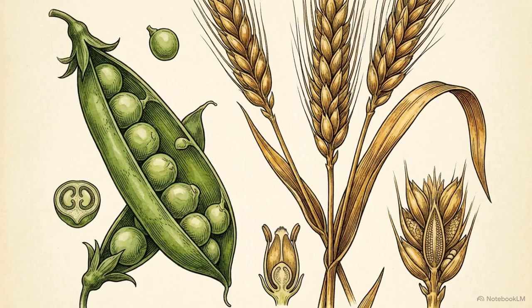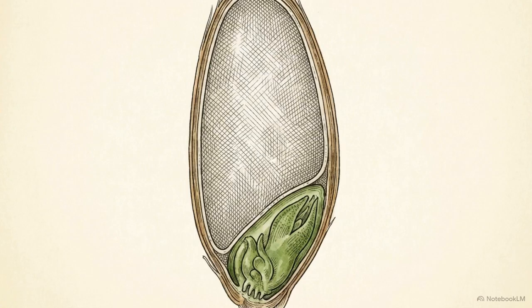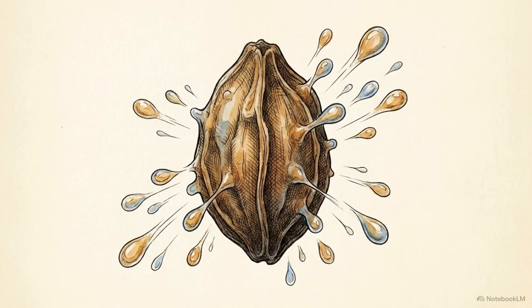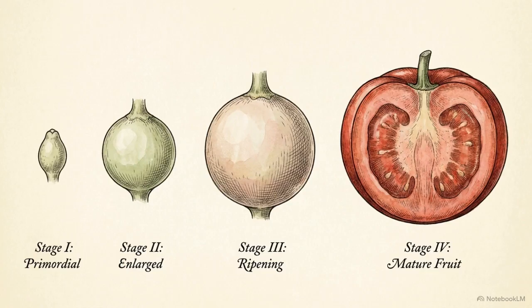Seeds are categorized by how they manage their food supply. Non-albuminous seeds, like peas, consume their entire endosperm during development. Albuminous seeds, like wheat, retain a portion of it for use during germination. At this stage, the seed purges its water content down to 10 to 15% by mass. This dehydration slows metabolic activity to a near halt, entering a state of inactivity known as dormancy. While the seed enters dormancy, the surrounding ovary develops into a fruit, with the ovary wall becoming the pericarp.